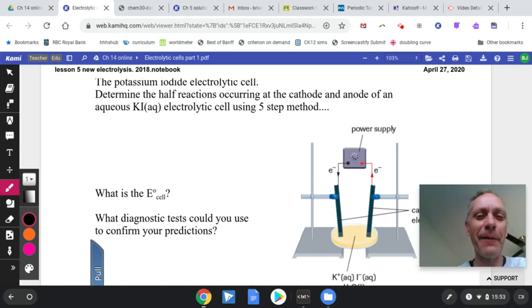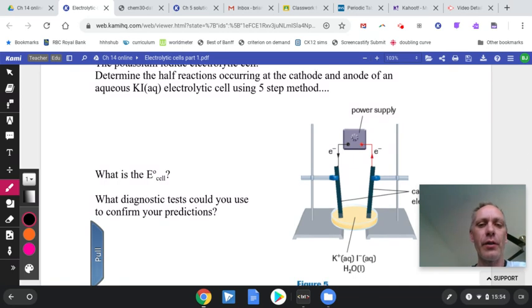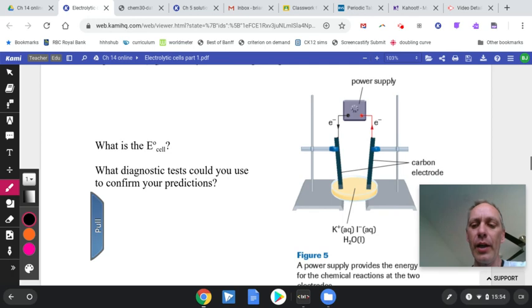Some tricky math there. Okay, a potassium iodide electrolytic cell. Determine the half reactions occurring at the cathode and the anode for an aqueous potassium iodide. So here's what it looks like in solution. This is kind of like the 5-step method. We have K plus, I minus, and water. Those are the only things present.